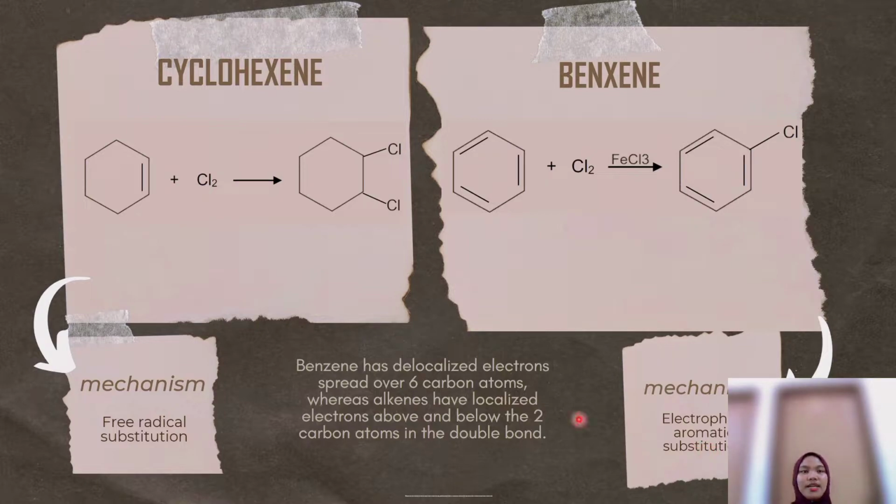Benzene has delocalized electrons spread over 6 carbon atoms, whereas alkenes have localized electrons above and below the 2 carbon atoms in the double bond. So that's why benzene is less reactive than cyclohexane towards chlorination. Okay.